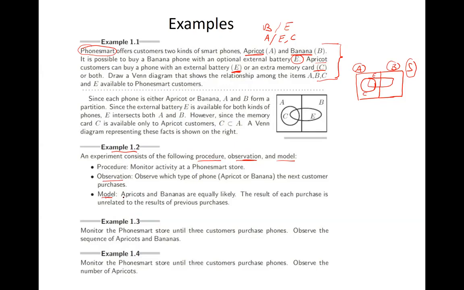We say that the probability of purchasing an apricot or a banana are equal. And the result of each purchase is unrelated to the results of the previous purchase. So any customer might purchase an apricot, and the next customer might purchase an apricot or a banana. So they are unrelated to each other. So this is how we use set theory and experiment in probability.